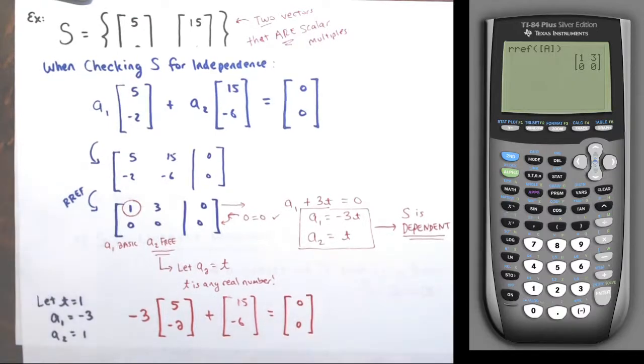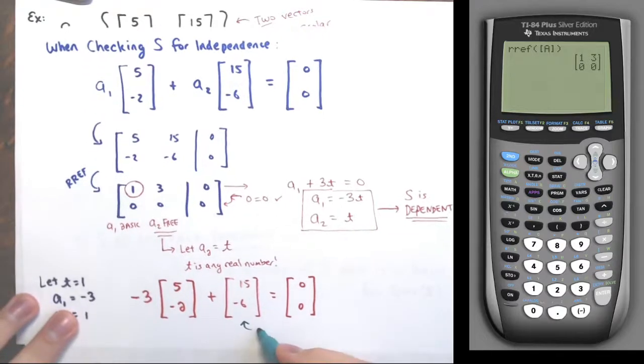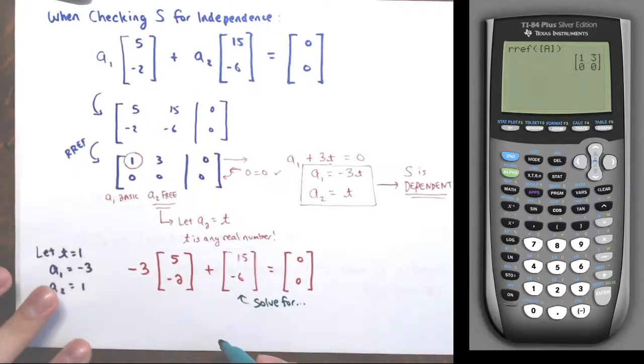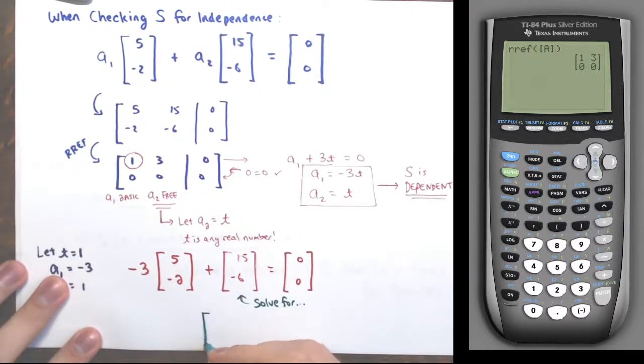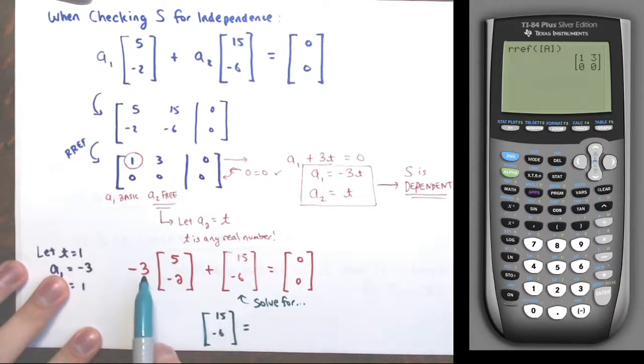All right, and then any vector that has a non-zero coefficient, which both of them do, -3 and 1, any vector with a non-zero weight, can be solved for. You can express that vector as a linear combination of the other vectors. So what I'm going to do is take this one here because the coefficient of it is 1. It'd be easy to solve for. I'm going to solve for this vector. And that would be simply done by just leaving it on the left side. So the 15, -6.